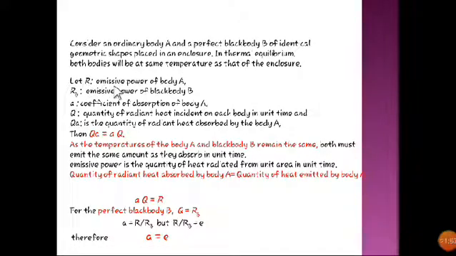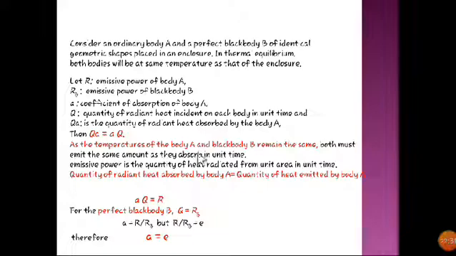Then let R be the emissive power of A, and RB the emissive power of the black body. A is the coefficient of absorption of A. Q is the quantity of radiant heat. QA will be the quantity of radiant heat which is absorbed by body A. Then according to the definition of coefficient of absorption, QA is equal to AQ. We already have seen this. QA is equal to AQ.